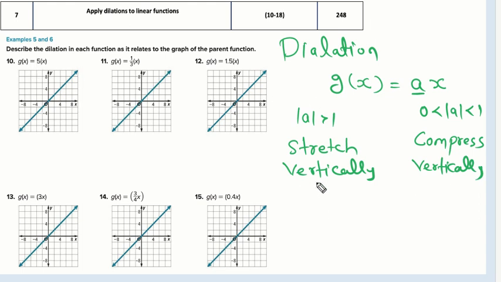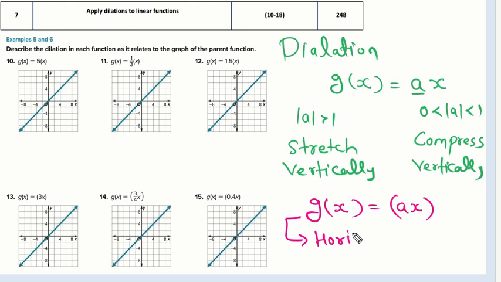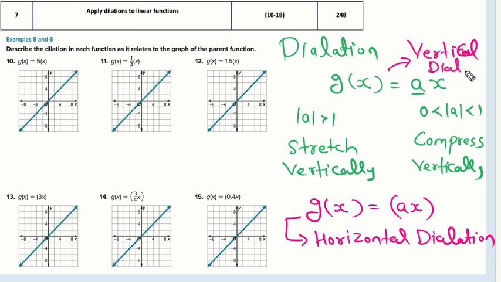Now let's look at these questions. First of all, let me clear up the horizontal dilation also. If you have ax in the parenthesis, this will be horizontal dilation, and if it is not in the parenthesis, this will be vertical dilation. That's the difference. So here, is 5 in the parenthesis? No. So this is vertical dilation.